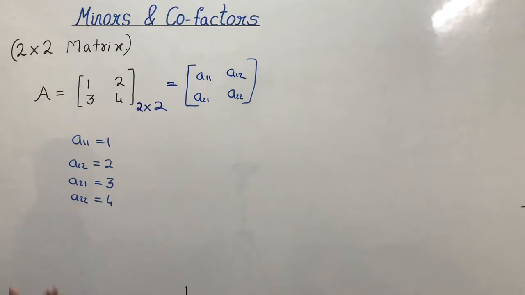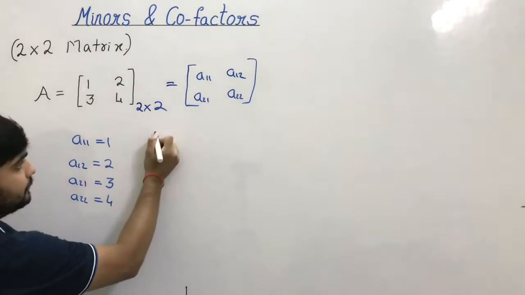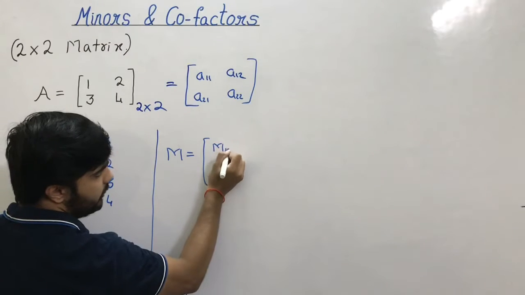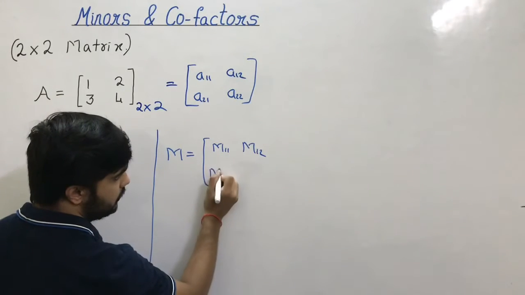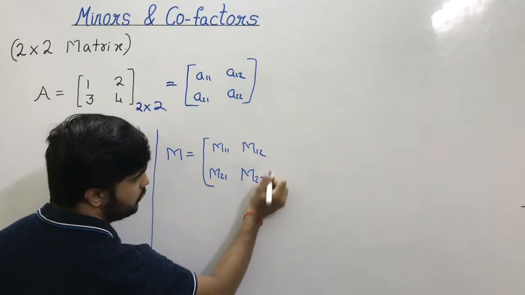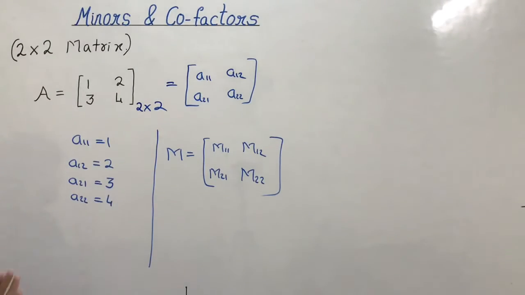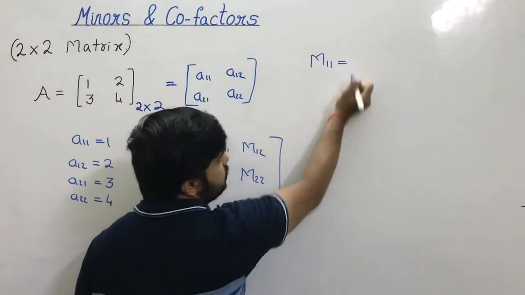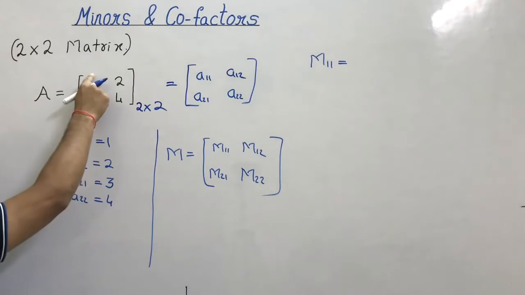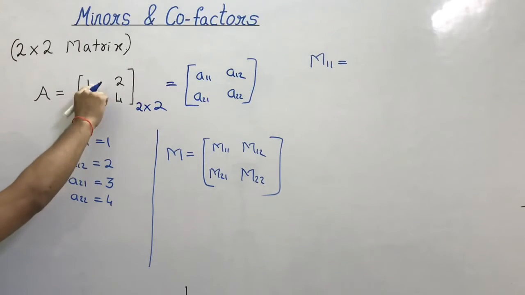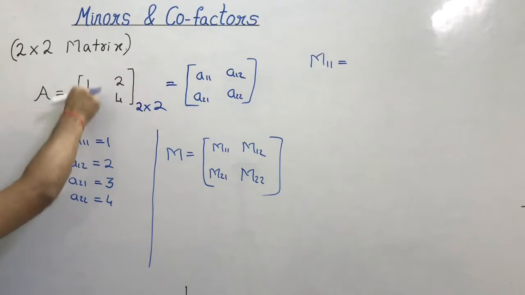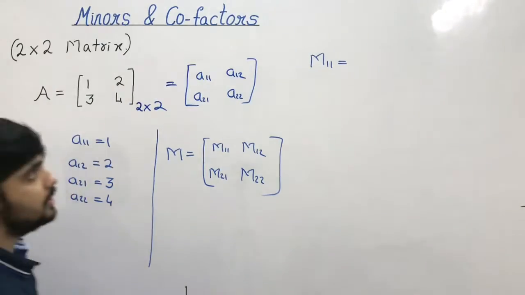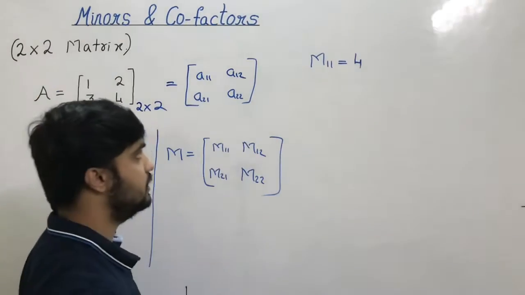Now let us denote the matrix of minors as M. So we can write M is equal to M11, M12, M21 and M22. Now we'll directly see how to find these minors. First we'll find M11. To find M11, what do we do? It is at this position, 1 and 1, so first row, first column. We'll neglect this row and this column. What is left is 4. So M11 is 4 in this case.